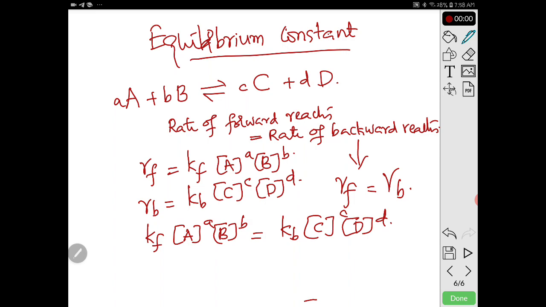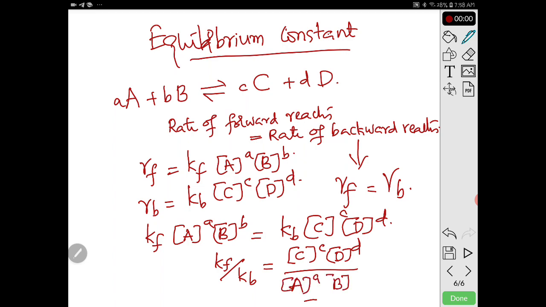If you rearrange this equation, you can write Kf by Kb, here in small letters, is equal to [C]^c into [D]^d divided by [A]^a into [B]^b. So we are connecting the rate with respect to the concentration.